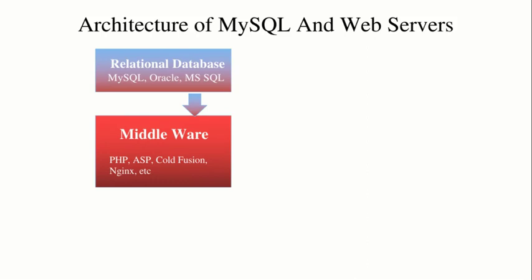So when you have a relational database, and as we can put on the top, we have put MySQL, Oracle, MS SQL. This one connects to the middleware. And what is the middleware? For middleware, we have languages like PHP, and we have ASP, ColdFusion, Nginx, etc. So Nginx, we can read it as Nginx. So this one acts as middleware. So this one comes in the middle.